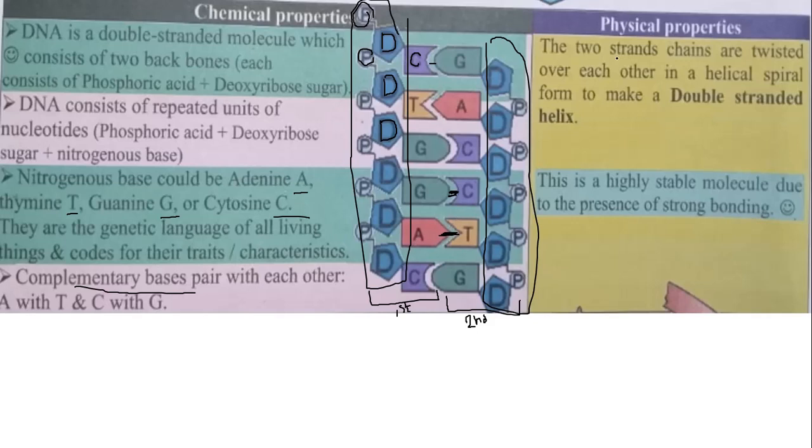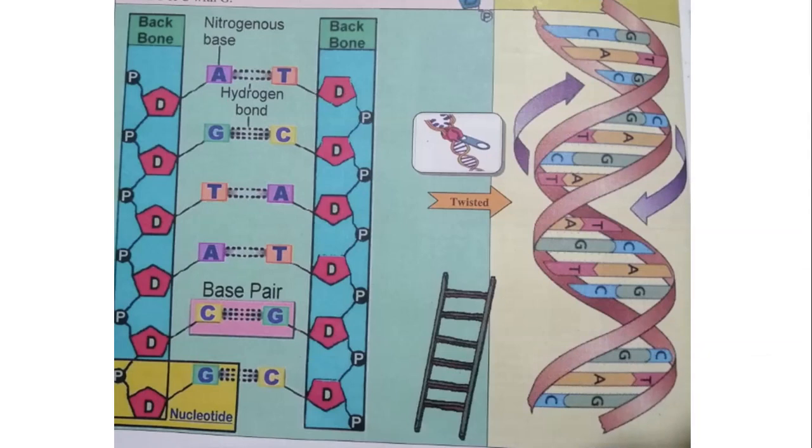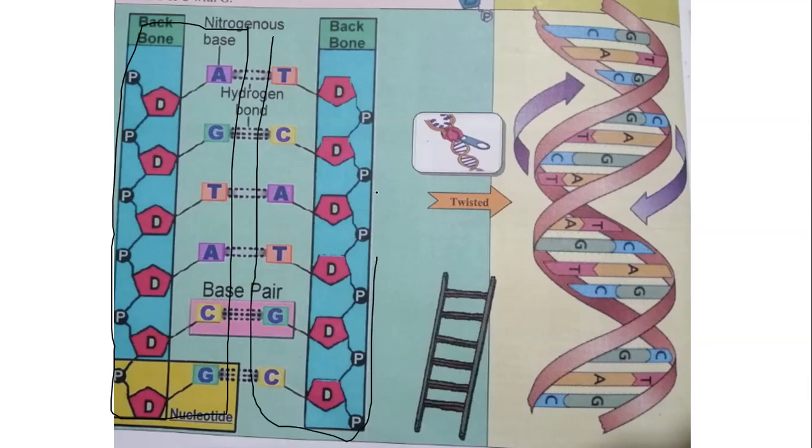The two strands are twisted over each other in a helical spiral form to make a double-stranded helix. The first strand and the second strand will make a helical spiral, meaning they will twist over each other, like this, in this way. This is the first strand, and it's coiled over the second strand. They will be in this form.